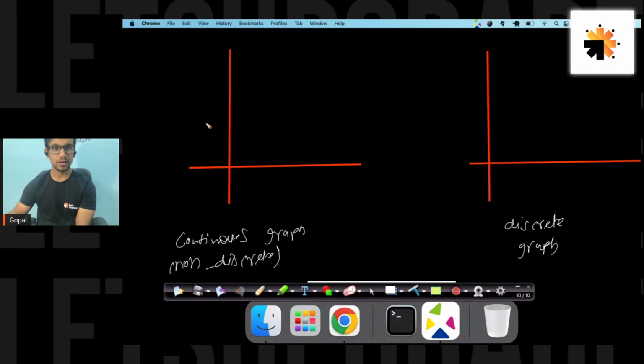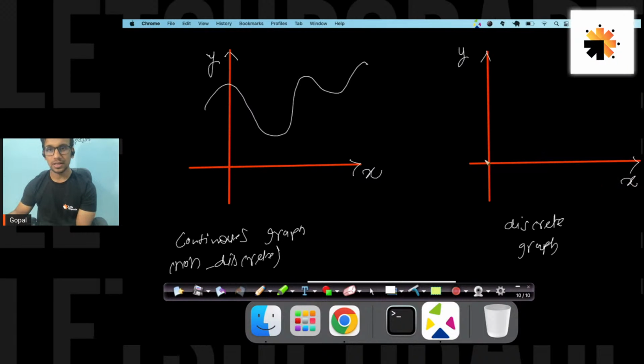So this is your continuous graph. Okay, so we have a y here and we have an x, and for this one this is your y and this is again your x here. And this is your discrete graph. So your continuous doesn't lose its continuity.